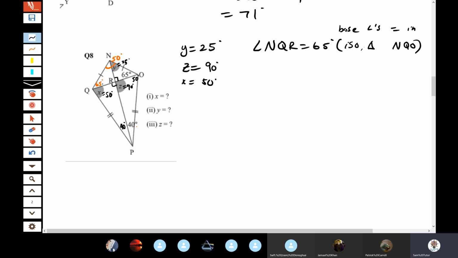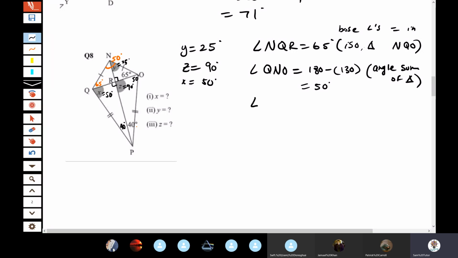And then we found that was 65. We then said angle QNO equals 180 take away 65 plus 65 to find this big angle up here. What was the reason there? Angle sum of triangle, which gives me 50 degrees.